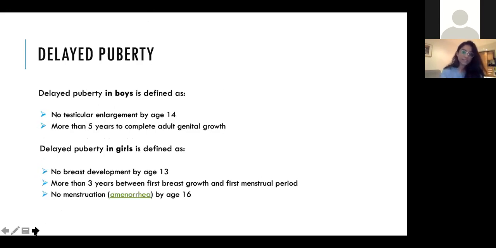Okay, so what is the definition of delayed puberty? In boys, it is defined as no testicular enlargement by age 14, essentially, or if they take more than 5 years to complete adult genital growth. Whereas in girls, it is no breast development by age 13, or no menstruation by age 16, or if they take more than 3 years between first breast growth and first menstrual period, also known as menarche.